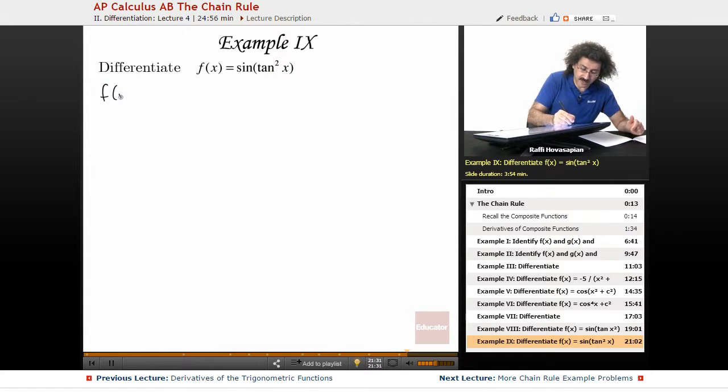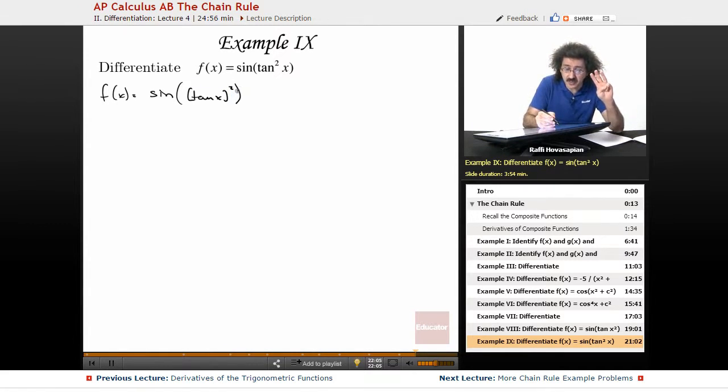So let me rewrite f of x equals the sine of the tangent of x, squared. Okay. Three functions. I have the sine function, I have the tan function, and I have the squared function. So sine function, tan function, squared function. Three functions, three terms. So f prime of x equals the derivative of sine, which is cosine.